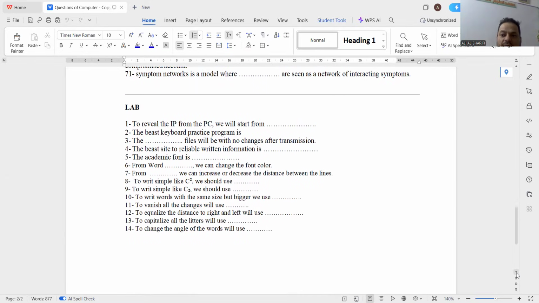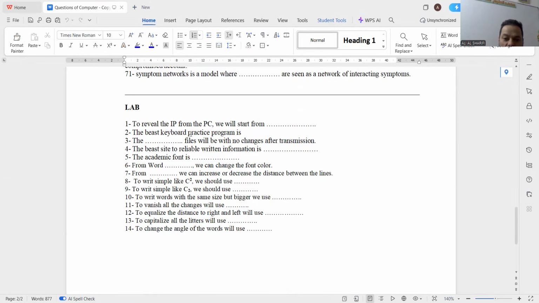Now let's talk about the lab. We have just 14 important points. Let's start from the first one: to reveal the IP from your PC. We will start from what? To reveal the IP from your PC.